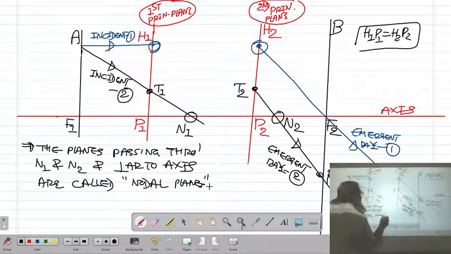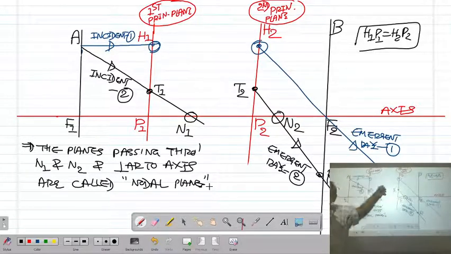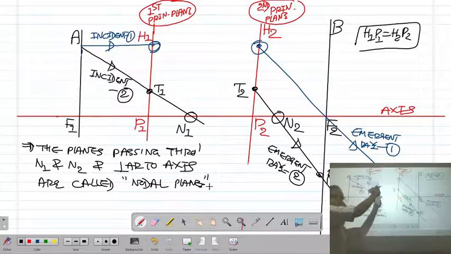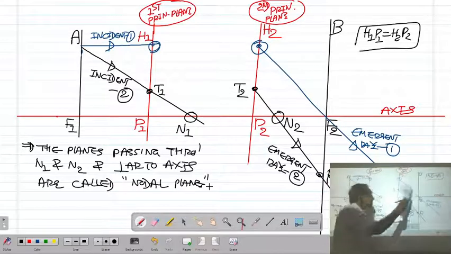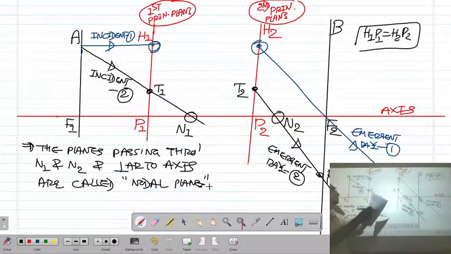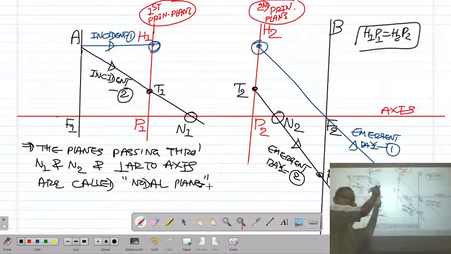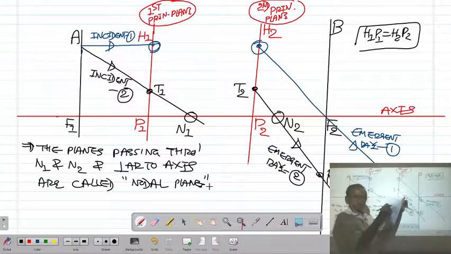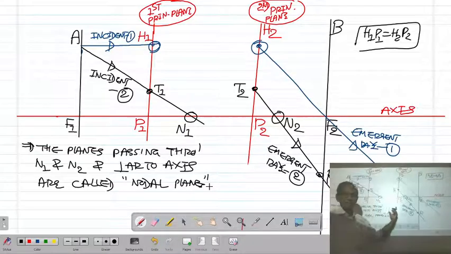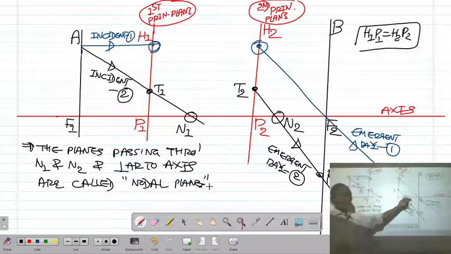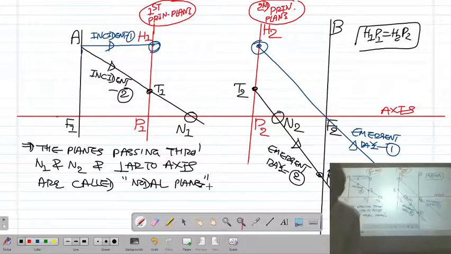I am not drawing the nodal planes, but you can understand. If I draw a plane passing through point N1 and perpendicular to the axis, it is called the first nodal plane. The plane passing through point N2 and perpendicular to the axis is called the second nodal plane. So planes passing through nodal points N1 and N2 and perpendicular to the axis are called the nodal planes.